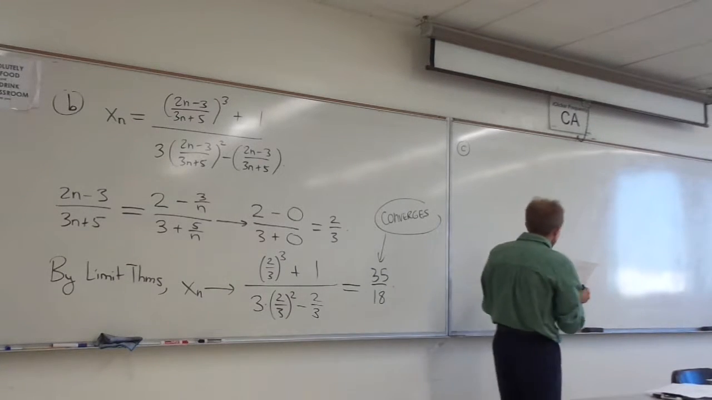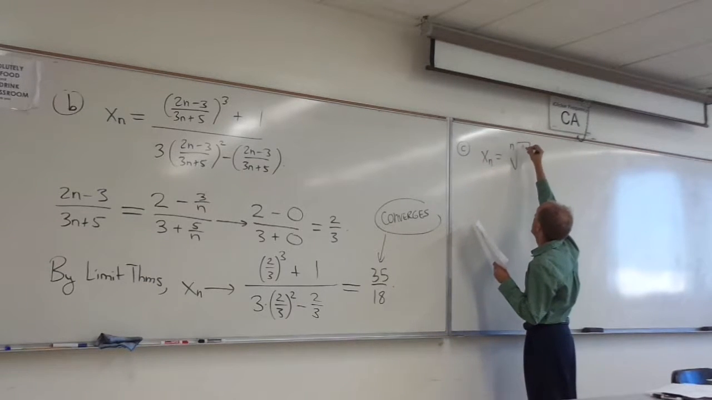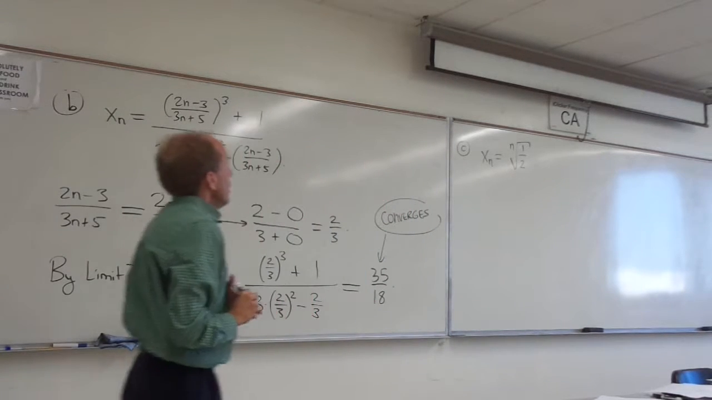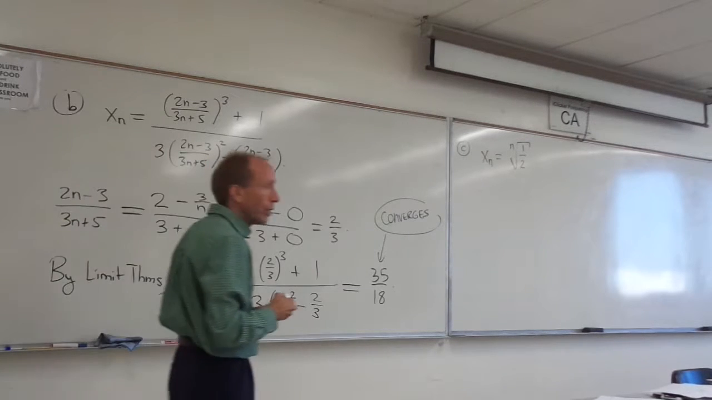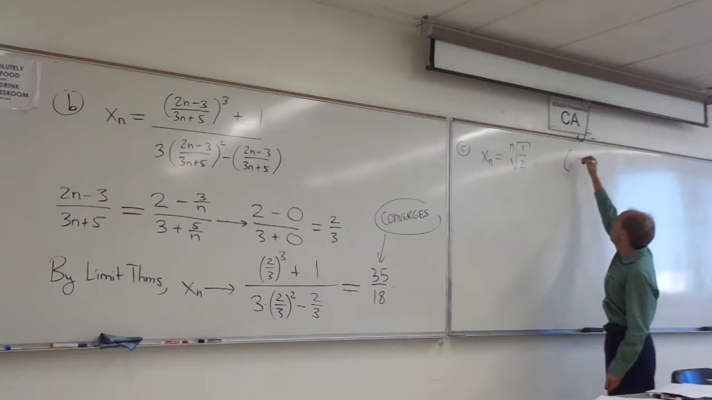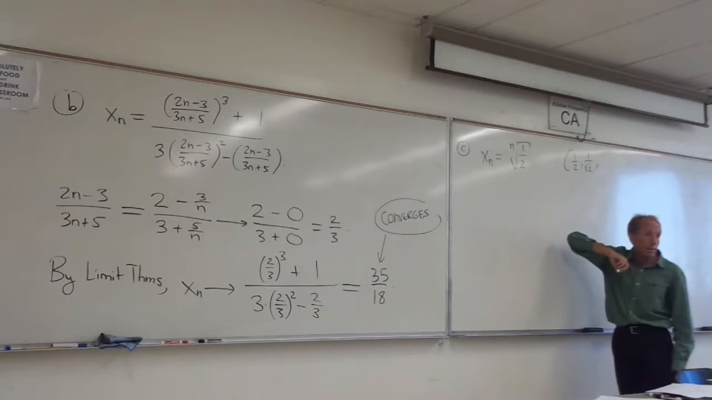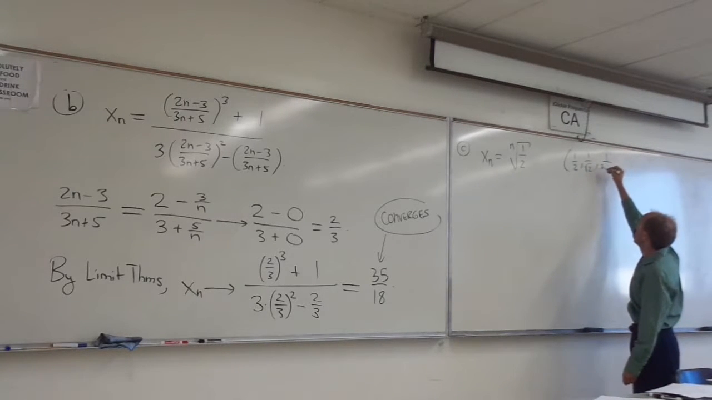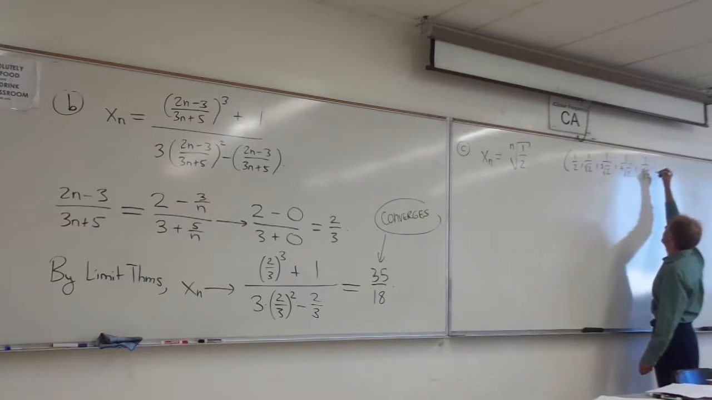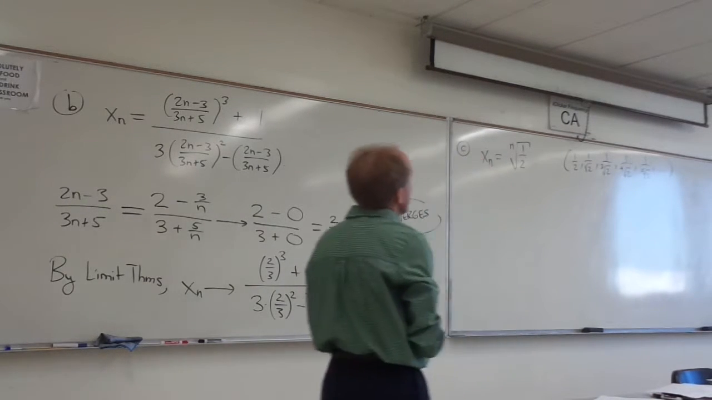Okay, so here's another one. Let's let xn equal the nth root of 1/2. That's a little different. So if I list the terms of the sequence, when n is 1, you just get 1/2. And then when n is 2, you get the square root of that. And then when n is 3, you're going to get 1 over the cubed root of 2, 1 over the 4th root of 2, 1 over the 5th root of 2, and so on and so forth like that. Right? So that's the way the terms look.